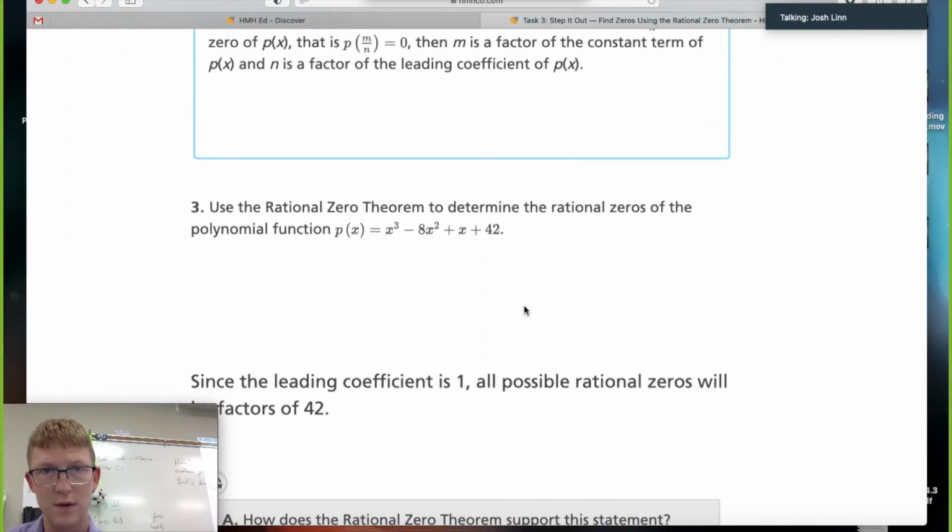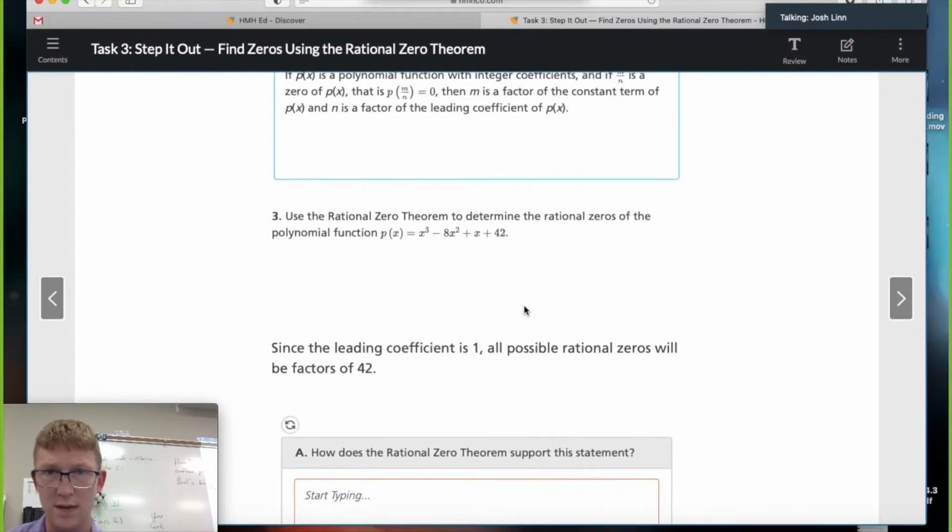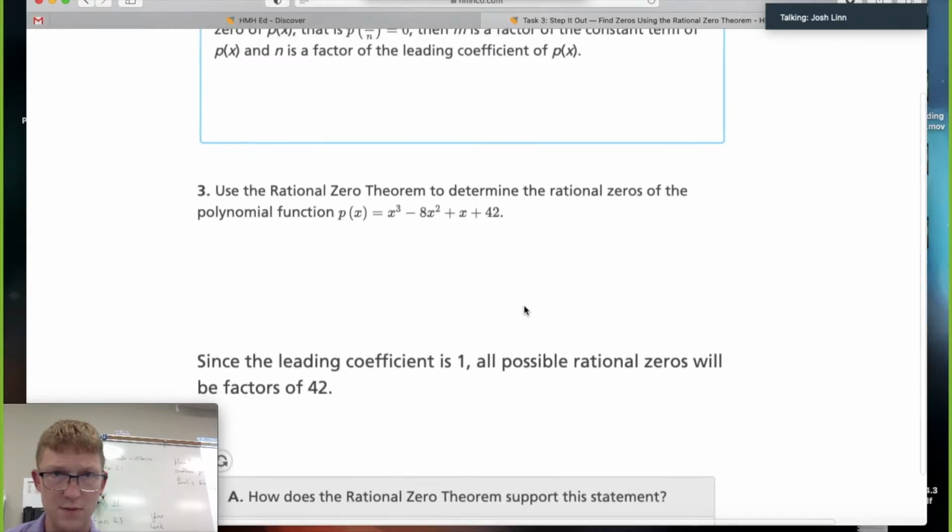So it says use the rational zero theorem to determine the rational zeros of the polynomial function. So as we mentioned, the leading coefficient right here is 1, because remember, if there's no number there, it's assumed to be 1. And then our constant is this guy.